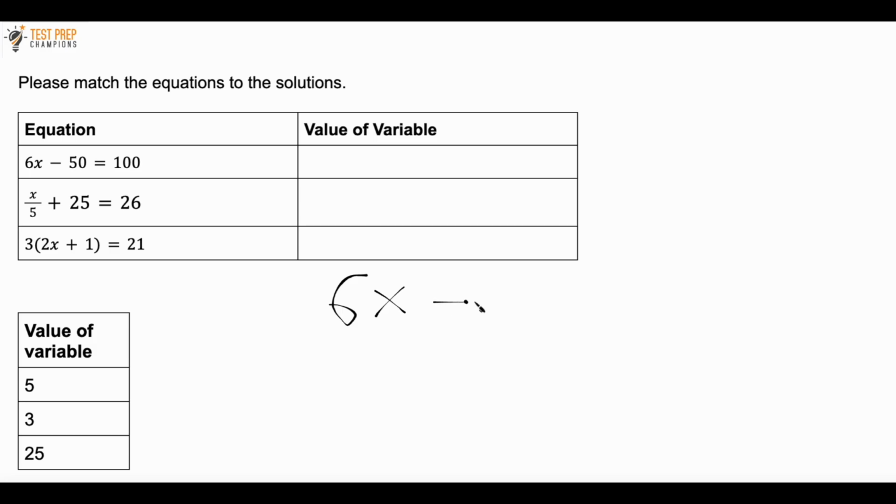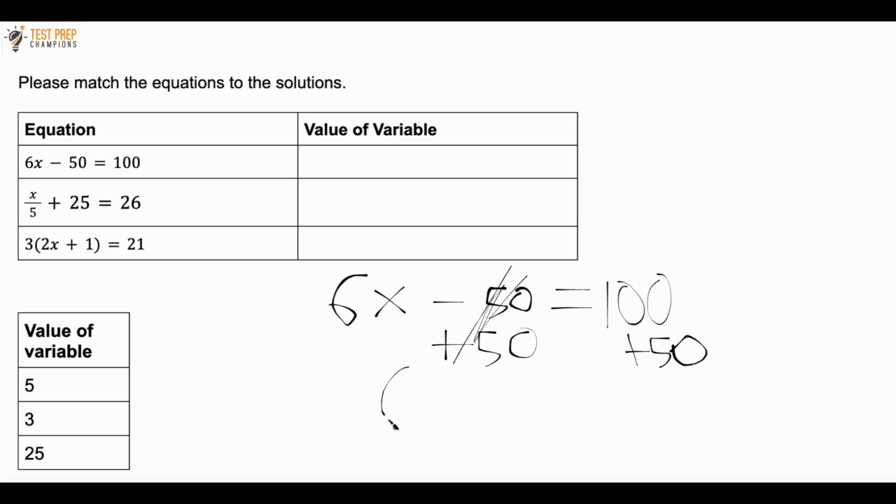So we have 6x minus 50 equals 100. Now, the way that I'm going to approach this is by ignoring the 6x at first, and I'm just going to deal with the minus 50 first. So I've got 6x minus 50. So what I'm going to do here is add 50 to both sides. Now, when I add 50 to both sides, what happens is the 50s cancel out over here on the left. So what I'm left with is 6x equals 150.